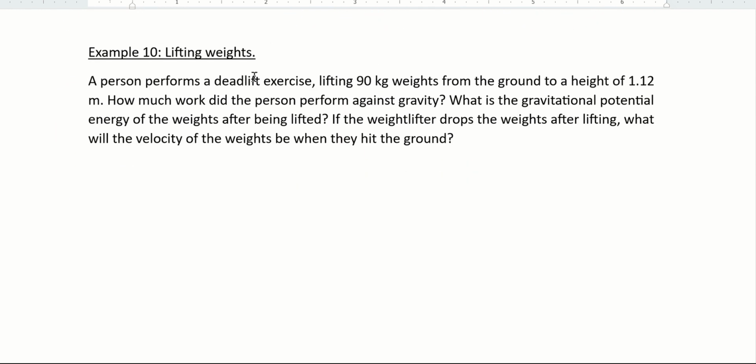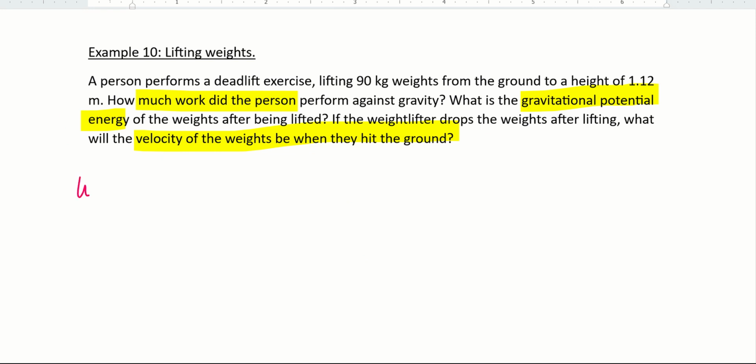All right, a person performs a deadlift exercise, lifting 90 kilogram weights from the ground to a height of 1.12 meters. How much work did the person perform against gravity? What is the gravitational potential energy of the weights after being lifted? And if the weightlifter drops the weights after lifting, what will the velocity of the weights be when they hit the ground? So we have three things we need to answer. We need to find work. We need to find gravitational potential energy. And then we need to find the velocity of the weights when they hit the ground. Okay, so let's take these one at a time.